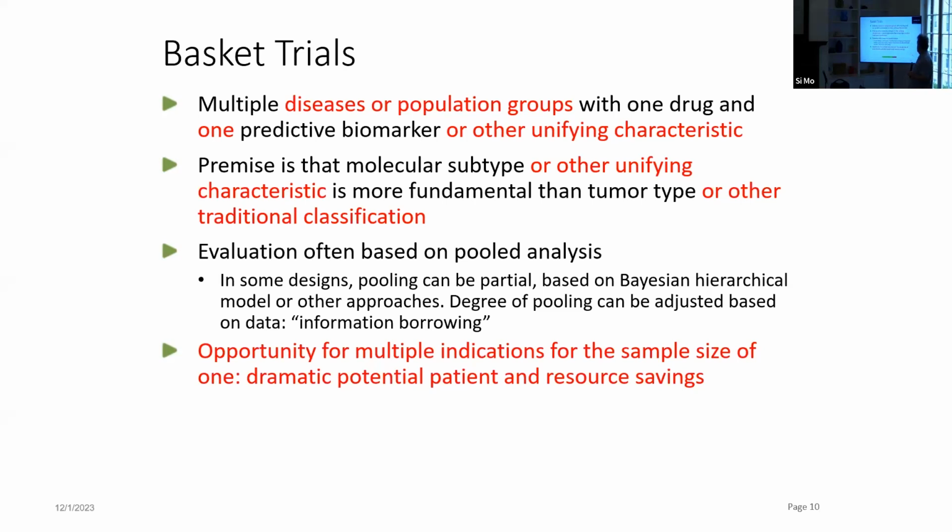You can pool the data completely, or you can borrow information from one to the other. And this gives you the opportunity to study multiple indications, where an indication is an application of the drug. An indication would be lung cancer or breast cancer. You can study several of those in one study and have a dramatic potential patient and resource savings. Next slide, please.